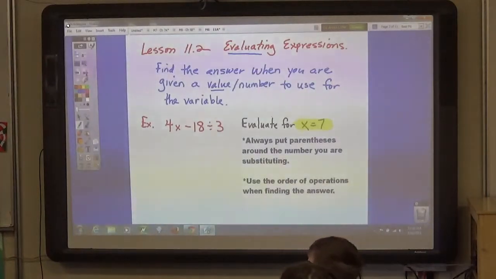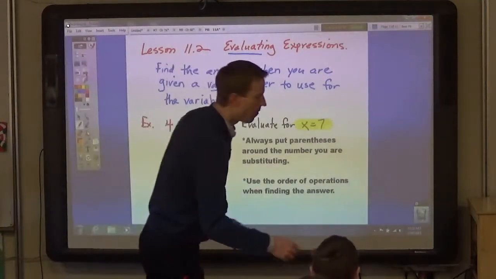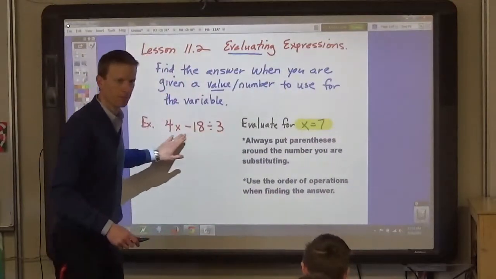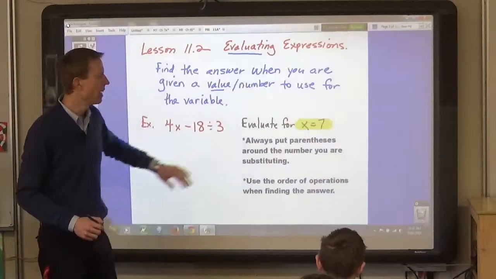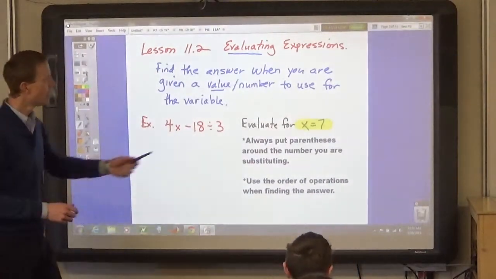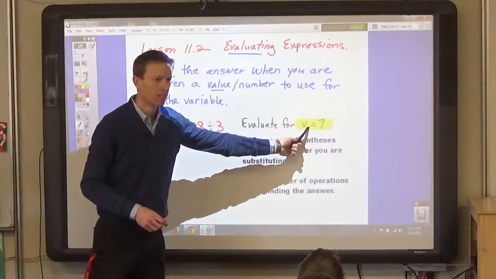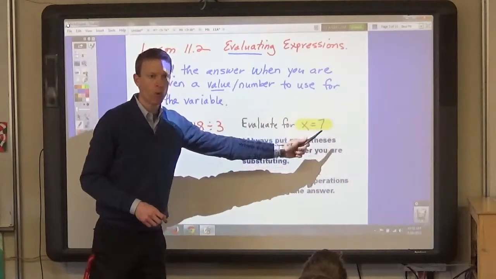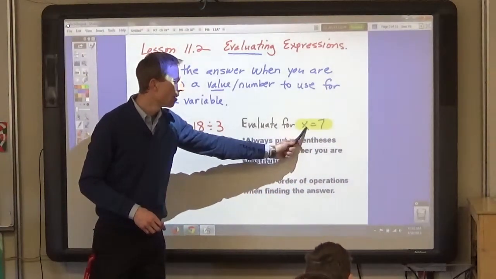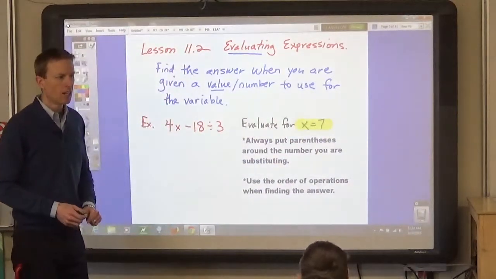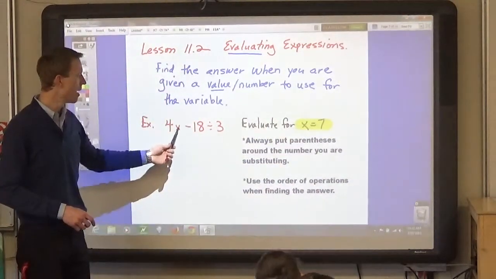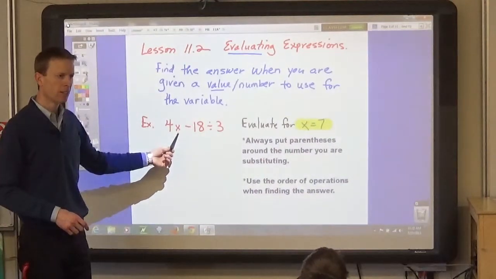Take out your notes. Now, find this example here. Okay? This is what you're going to be doing for today. You're going to take this value that's given. It might be one value, it might be more than one. And if x equals 7, then you're going to substitute that number in place of the variable.